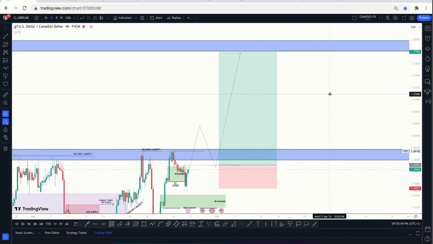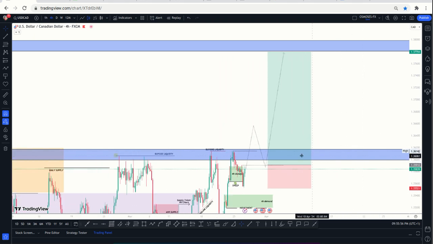Okay guys, the support here is 1.36. 1.36 is the support here, so the demand is from 1.36. So see you guys, bye.